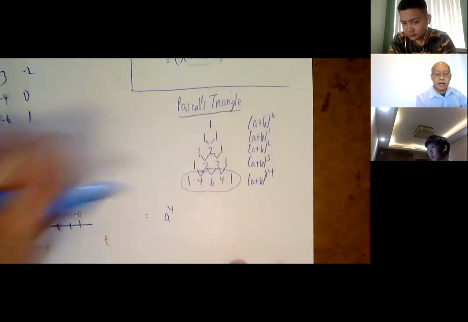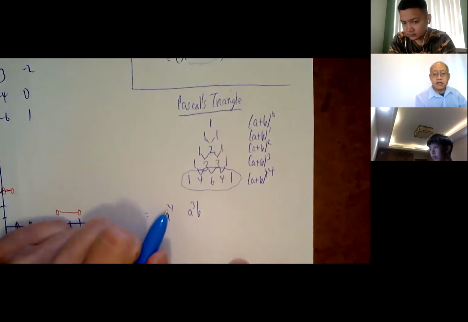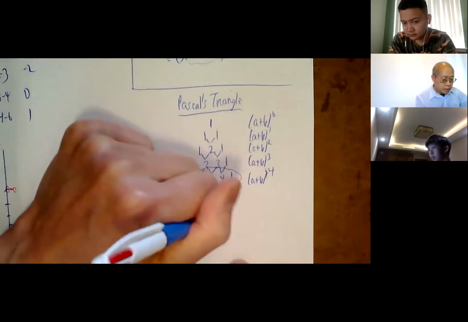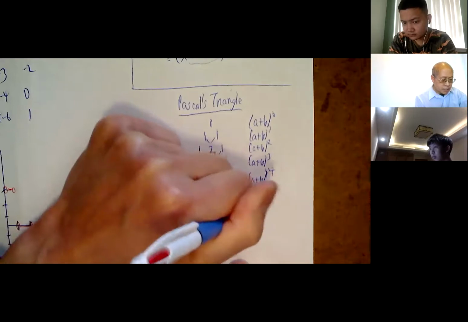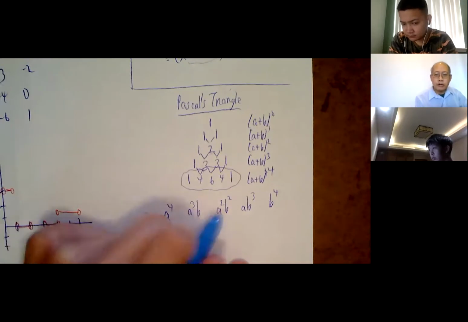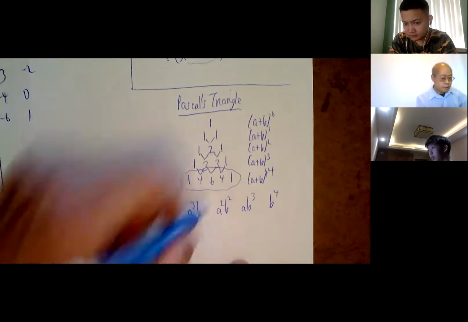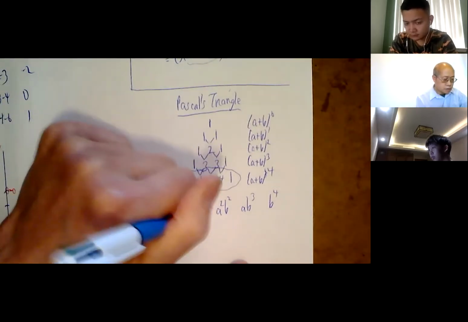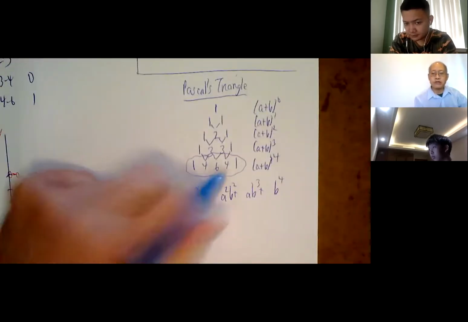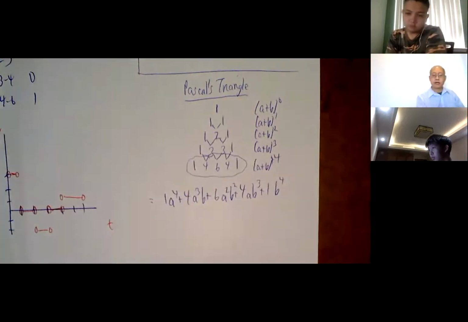So when I expand (a+b)^4, all you would have to do is go like this. a^4, a^3 b. So what you do is you decrease the exponent of a by 1 and increase the exponent of b by 1. a^2 b^2, a b^3, b^4. So b goes 0, 1, 2, 3, 4. a goes 4, 3, 2, 1, 0. Plus, plus, plus. And the coefficients, believe it or not, are 1, 4, 6, 4, 1.